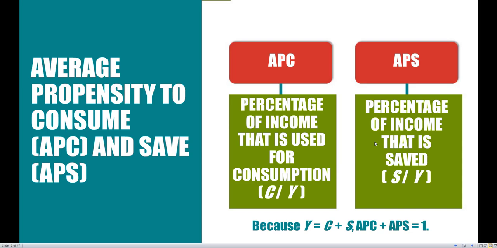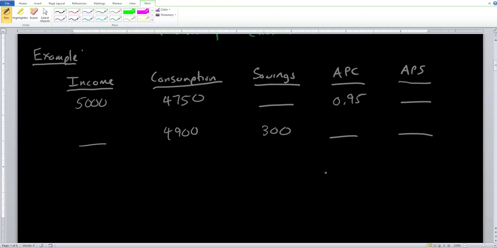A very typical question in terms of APC and APS is built up with a table. So in this example right here, I give you some values for income, consumption, savings, APC, and APS, and it's going to be your job to fill in the blanks. So it's essentially a very, very ugly Sudoku puzzle. But based on the relationships and the equations that I've given to you, you should be able to fill out all these blanks right here.